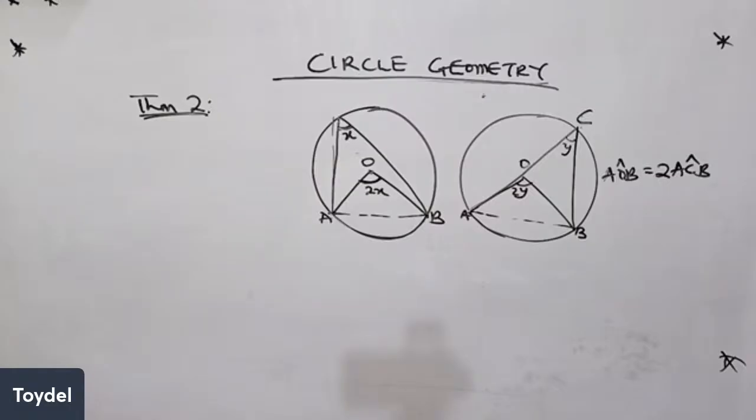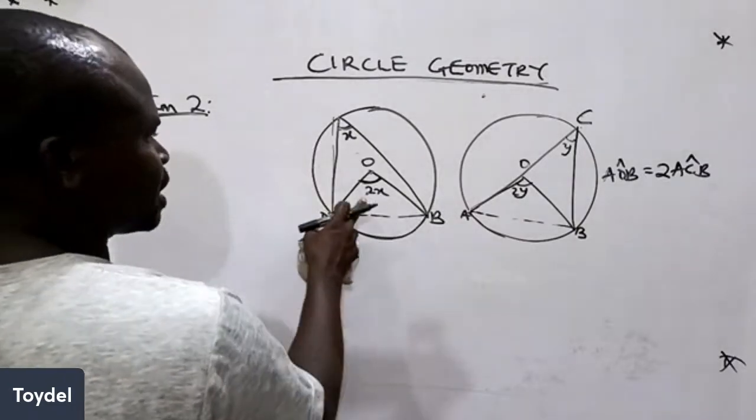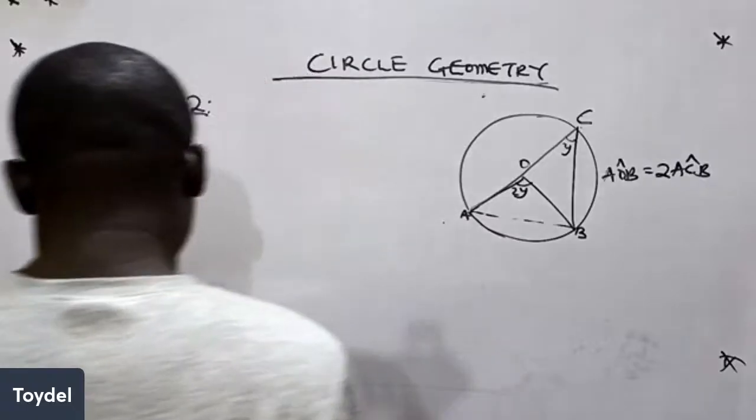So on this second theorem, we can actually check. Let's get one or two examples of this second theorem before we move to another theorem. Let's get to a question on this second theorem. Theorem 2. We just want to apply this theorem. The theorem says that the angle at the center is twice the one at the circumference.